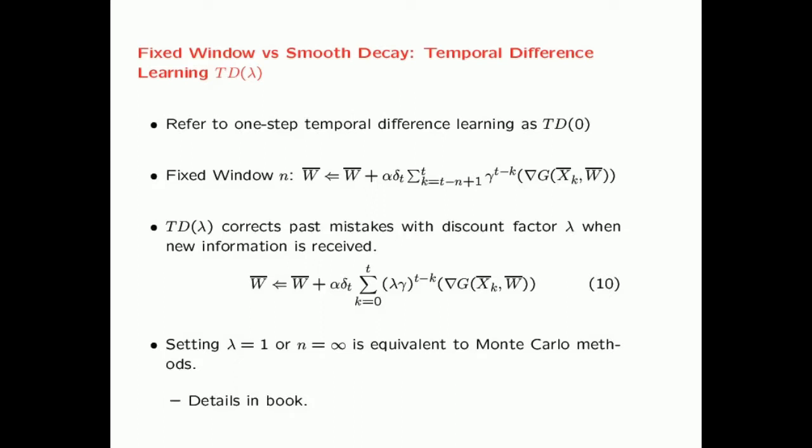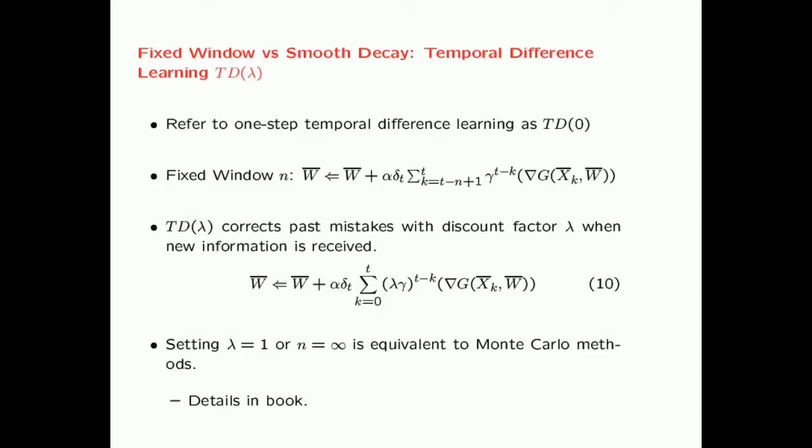Another principled way of doing look-aheads is what is called TD lambda. TD lambda is a generalization of TD0. TD0 is the algorithm we described where you're using just one step. Here, you use a fixed window n. First, let's look at the fixed window n update. Let's say you want to do an update based on n steps.